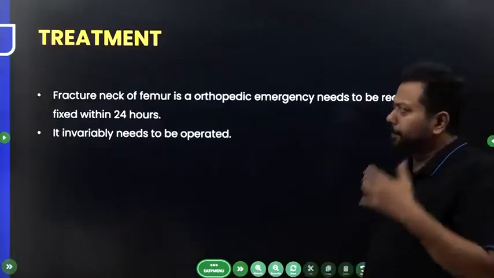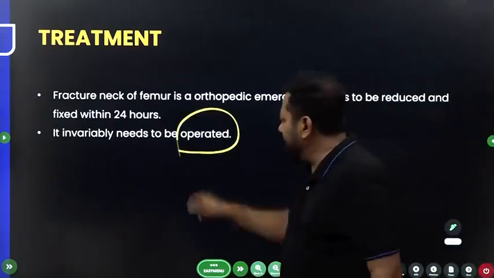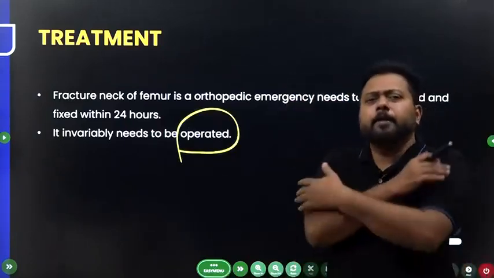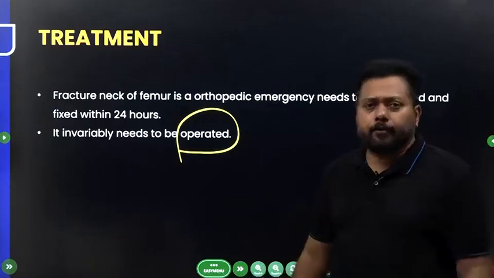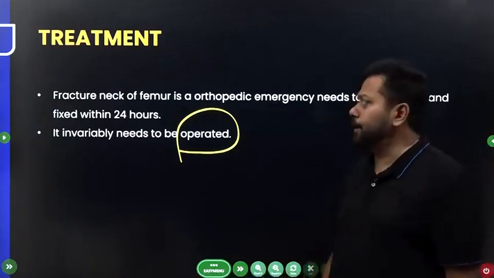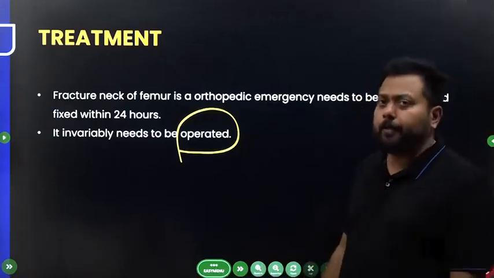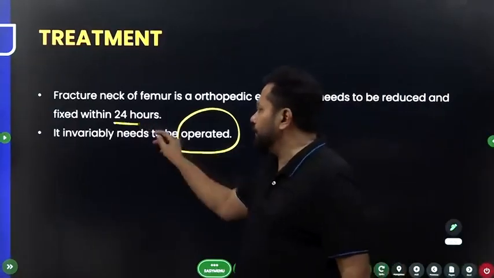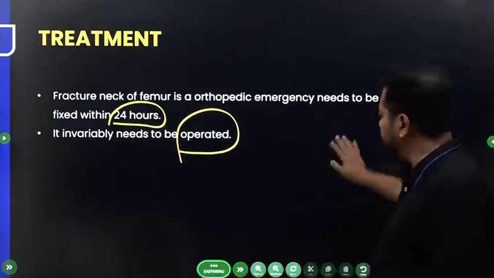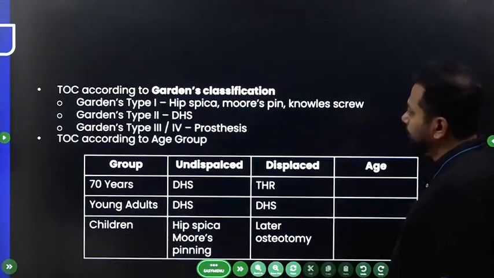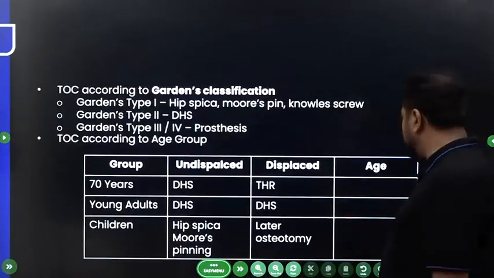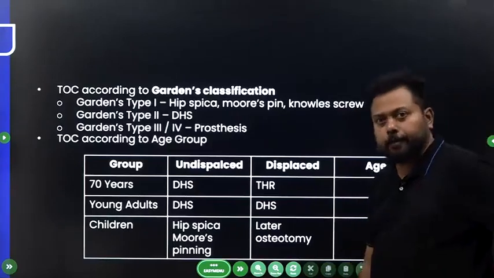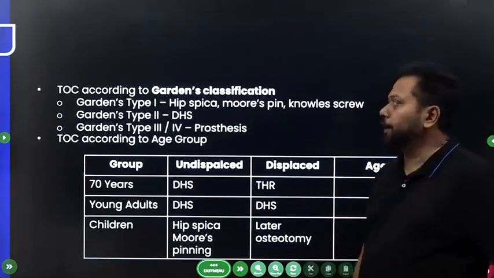Treatment of fracture neck of femur is essentially surgery. 100% it should be operated because it will never heal naturally. And fracture neck of femur is an orthopedic emergency. The best timing is that it should be fixed within 24 hours. So this treatment, this is the most important slide. As far as fracture neck of femur is concerned, when we complete this slide, everything is okay.